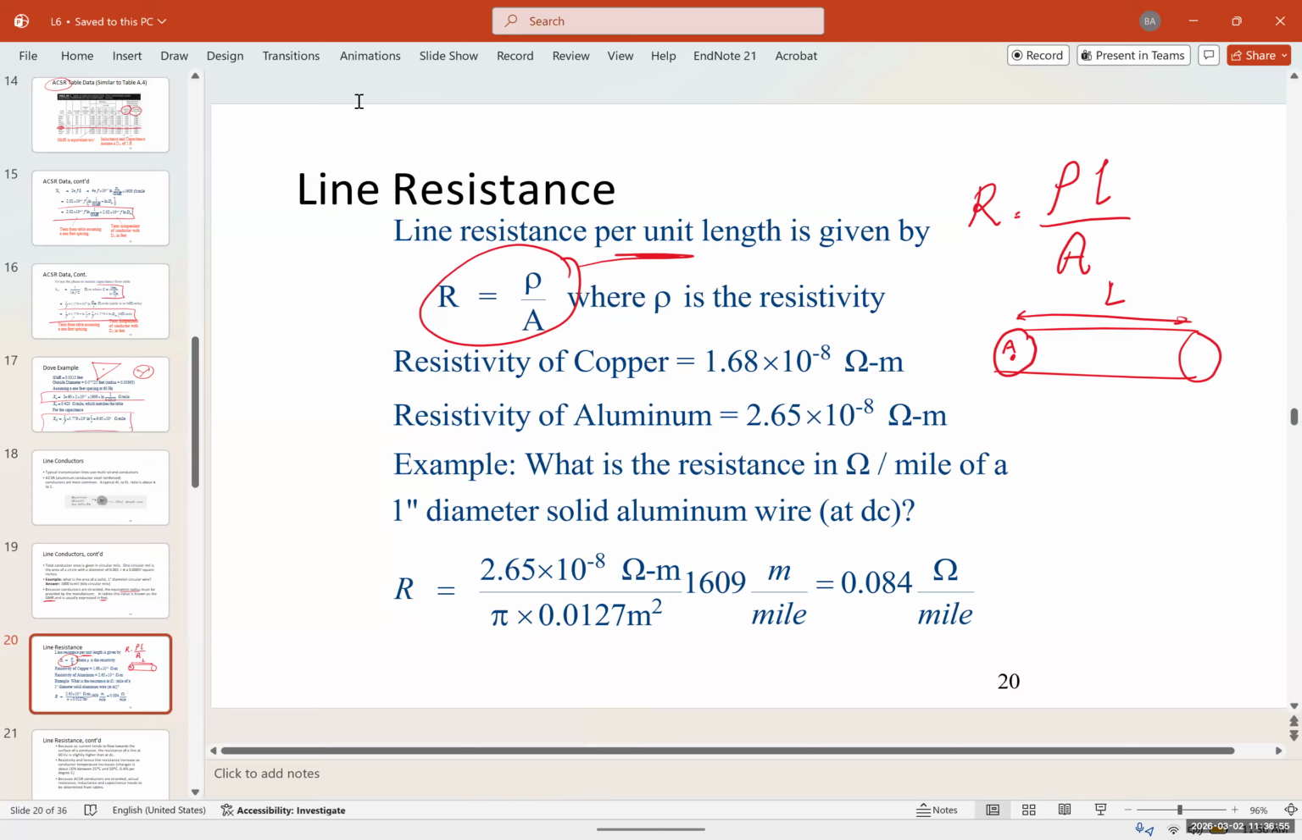Now, what is the unit here? Meters. We want to find resistance per meter. Therefore, we just find this resistance per meter. And when we calculate that, if we have 10 meters, you multiply by 10. If you have half a meter, you multiply by half. Now, the resistivity of copper is 1.68 times 10 to the power of negative 8 ohm-meters. For aluminum, it is 2.65 times 10 to the power of negative 8 ohm-meters. Now, for example, what is the resistance in ohms per mile of a 1-inch diameter solid aluminum wire?